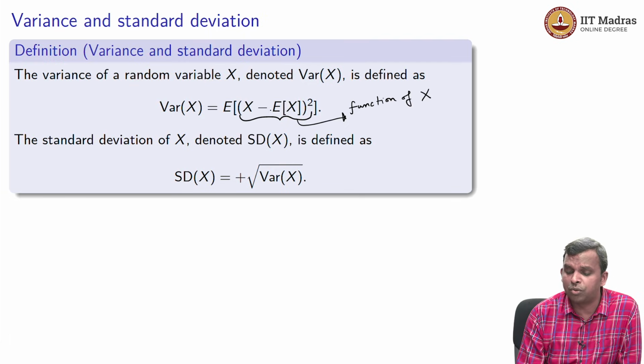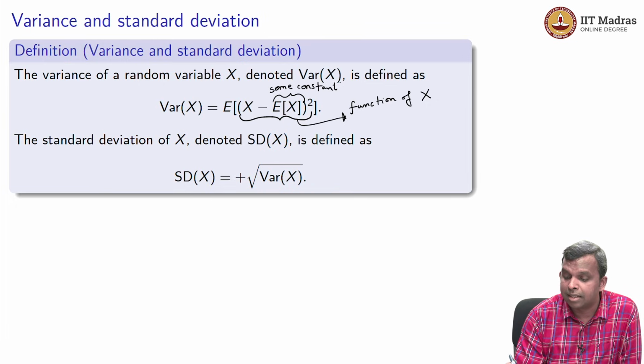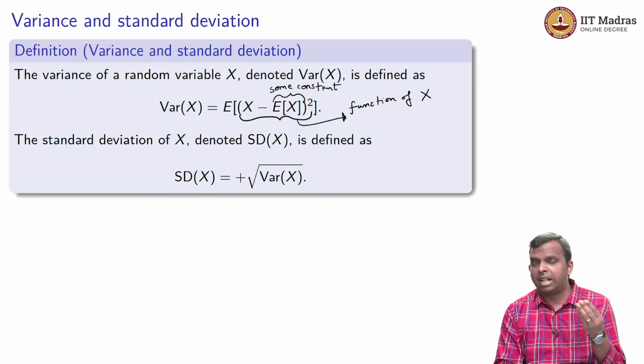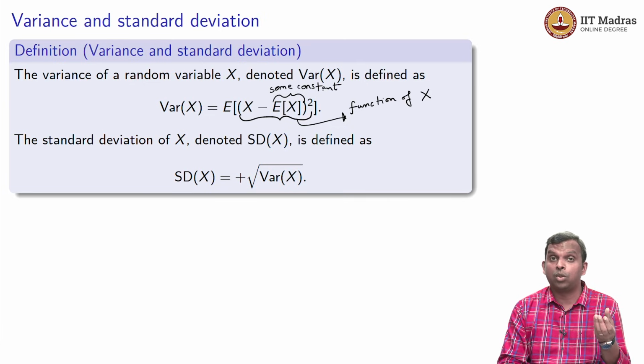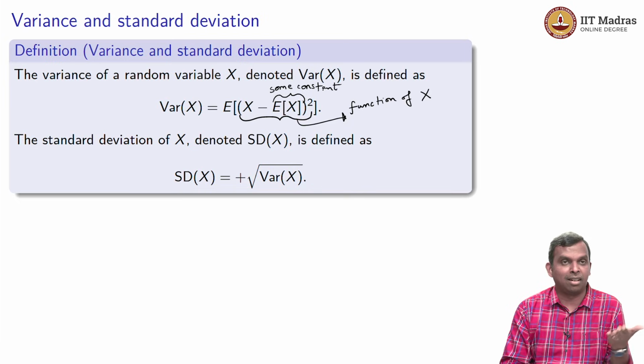Some people get confused with this E[X] usage. What is this E[X]? Remember, E[X] is some constant. Think of E[X] as some constant. You have a random variable X and somebody tells you what its expected value is. So E[X], as far as I'm concerned, is a number. It could be 10 like in the previous case.